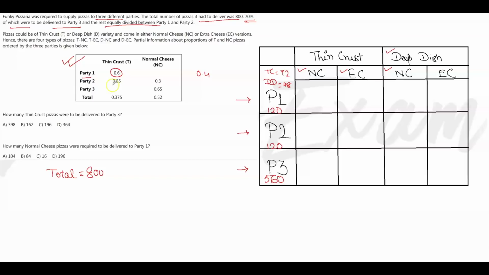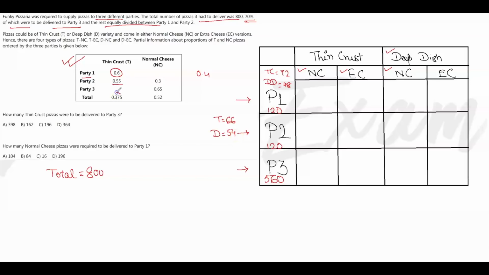Okay, so it's given that 0.55 of the pizzas that went to party 2 were of thin crust. That means यहाँ पे मैं लिख देता हूँ T is equal to 66, that is 0.55 of 120, and deep dish would be equal to 120 minus 66, that is 54. Okay, what else? I do not have any information about the number of thin crust pizzas of P3.